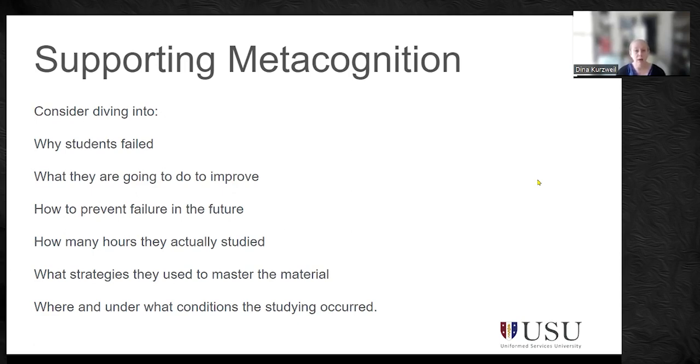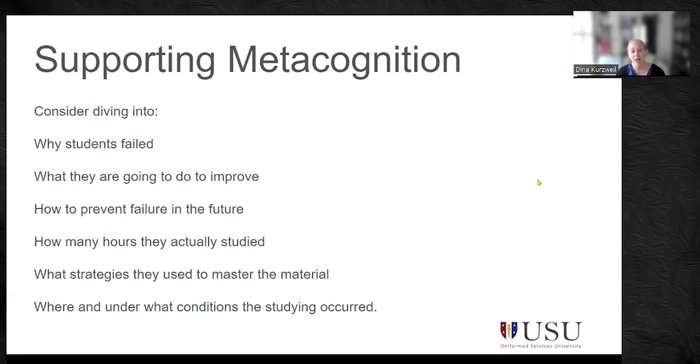Developing questions might prompt students to look at how many hours they actually studied, what strategies they used to master the material, and where and under what conditions studying occurred. That's really important today, especially in our virtual, work-from-home world. If they're not giving themselves that time, that place, and the strategies to actually start studying, the likelihood of them falling short of their educational goals is high. And we need to remind them over and over again about where they're studying, how they're studying, and what time they're studying. Because if they're trying to do it when three kids are behind them ready for dinner, they're not going to learn. Studying won't be effective.